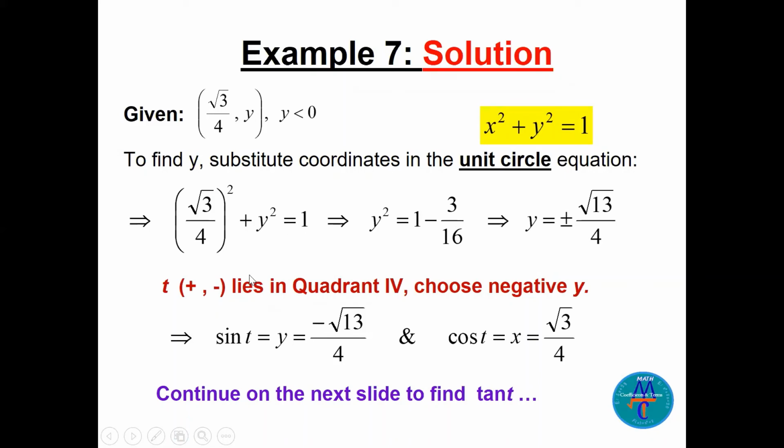Now y is negative. See, so this is in quadrant 4. So I take y as negative. See, y is minus square root of 13 divided by 4. And then I know already cosine of t is square root of 3 over 4 from the given.